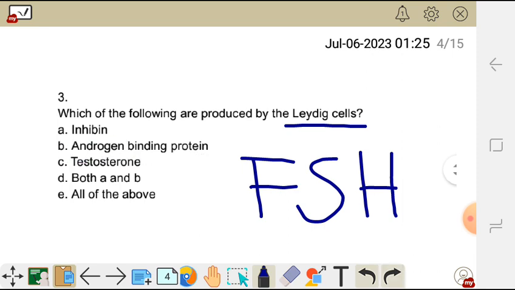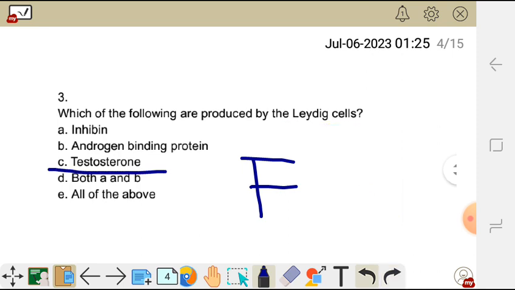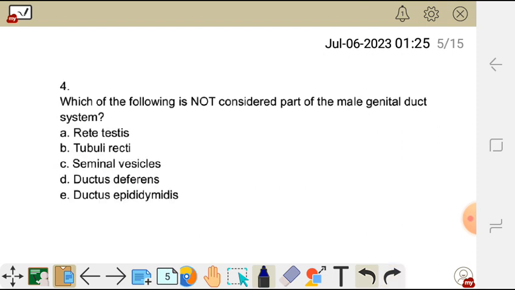So the correct answer for question 3 is C. We move on to question 4.